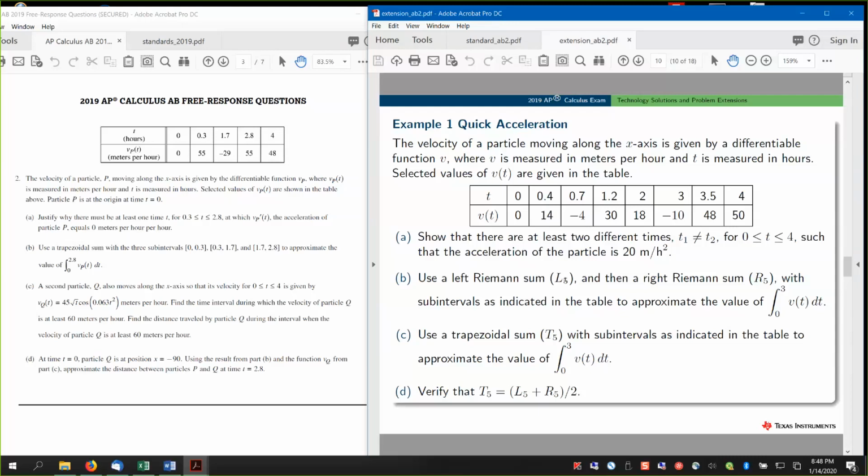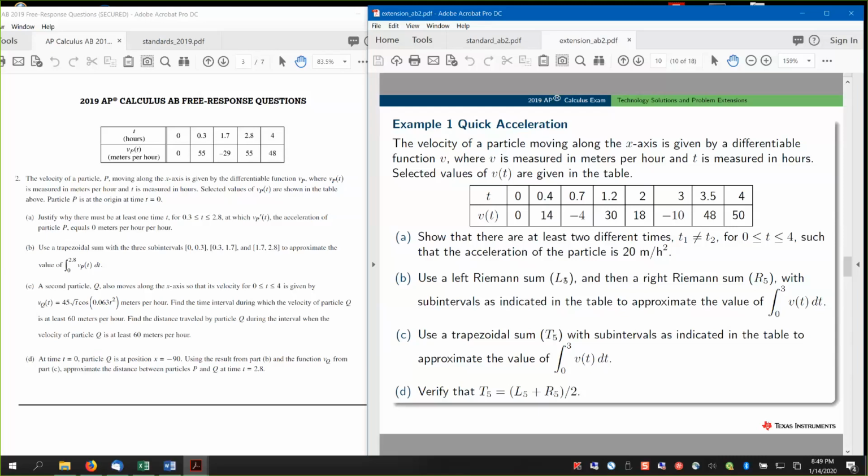And in part A, we want to show that there are at least 2 different times in the interval 0 to 4 so that the acceleration of the particle is exactly 20 meters per hour squared. Then we want to find a left Riemann sum and a right Riemann sum based on 5 subintervals used to approximate the value of that definite integral. And down in part C, we want to find a trapezoidal sum with subintervals as indicated in the table, very similar AP Calculus question lingo, to approximate the value of that definite integral.